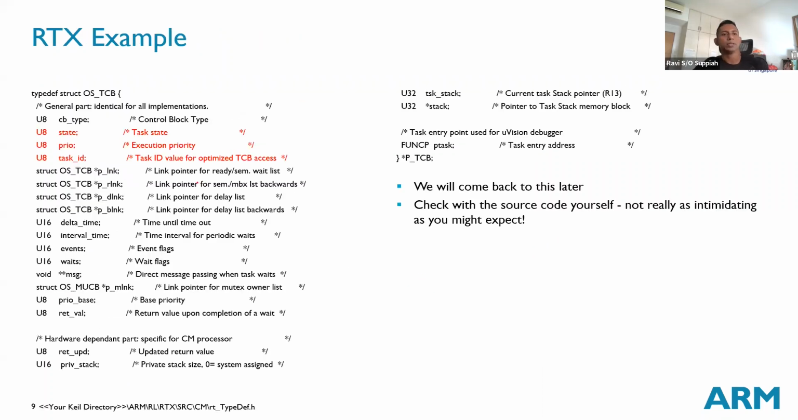This is an example of a task control block, which is managed by the OS. The moment I create a new task or a new thread, you will see that it automatically creates all this information for you as part of that task. Of course it has a lot of information, but the three important things are what I highlighted here: the state of the task, the priority, and the task ID.